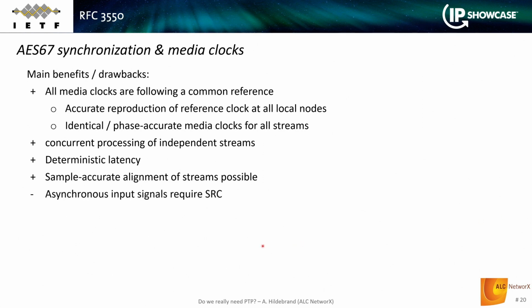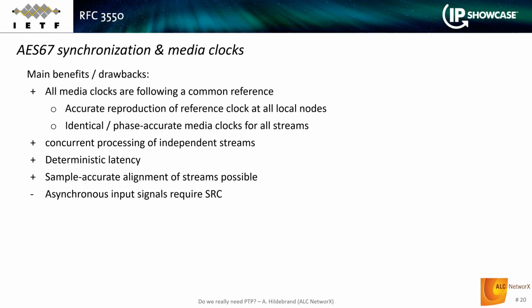The drawback, of course, is any asynchronous input signal needs an SRC on the input side. Example, if I have an HDMI input signal, which is originating from a freewheeling device, and it's not synchronized to the whole AES67 network, well, the only way I can get that on a network and transport it and process it is an SRC with that inherent network media clock at the beginning, right? There's no way of ever transporting an asynchronous signal across the network and processing that at some receiving point.